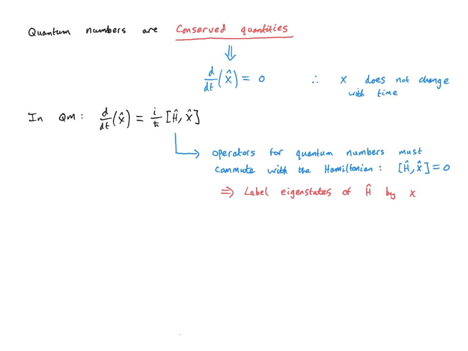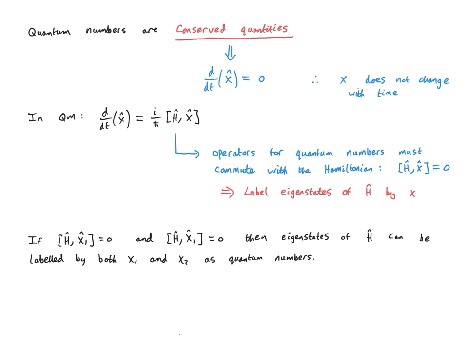If H and x commute, then d by dt of x is equal to 0, meaning that there is no time dependence of the corresponding eigenvalue x. It is constant in time, and therefore a conserved quantity. The Hamiltonian operator does not change the quantum number x when it acts on an eigenstate, therefore we can use the eigenvalue x to label these states.